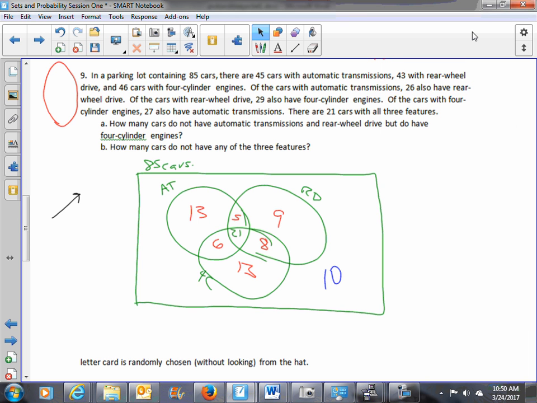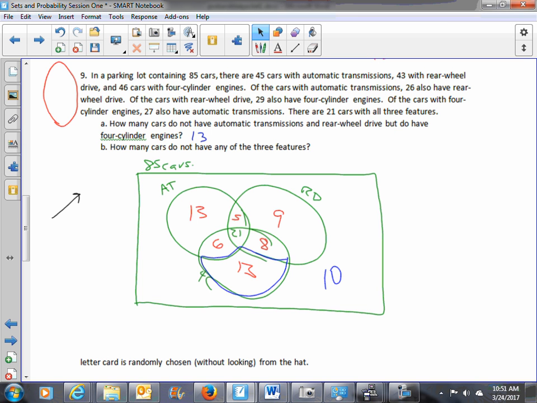How many cars do not have automatic transmissions and rear-wheel drive, but do have four-cylinder engines? Now that would be, let's use blue here. That would be this region right here. They're inside the four-cylinder engines, but they're outside automatic transmission and rear-wheel drive. So the answer to that one would be 13.